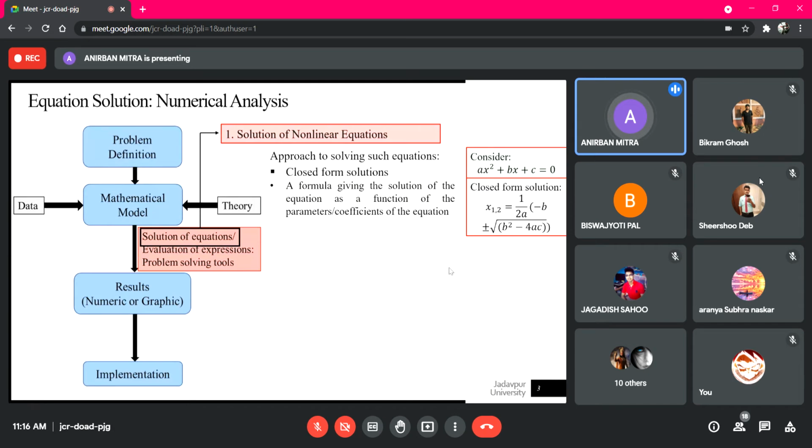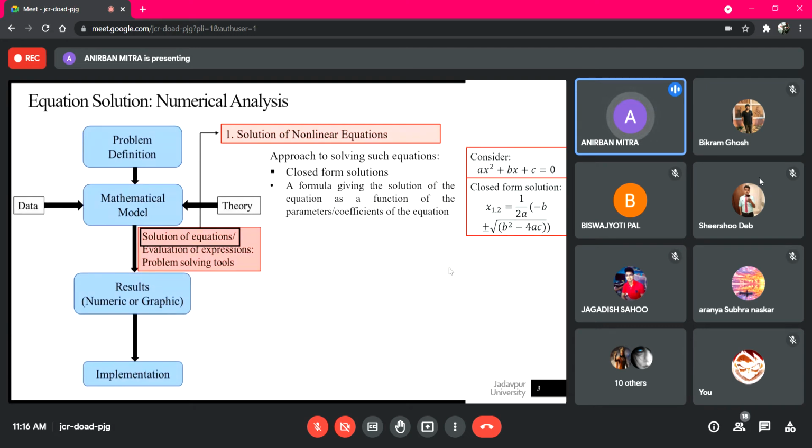So what does this expression, this solution, contain? It contains a, b, and c. What are a, b, and c? These are the coefficients of the quadratic equation. You can clearly see it in the expression that is given there.